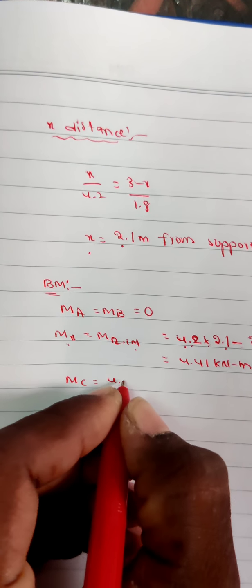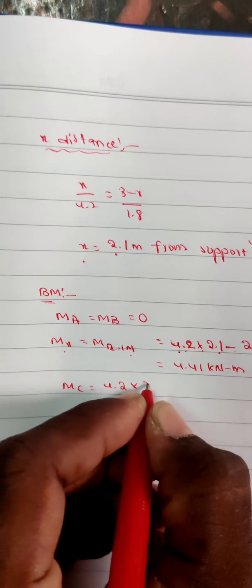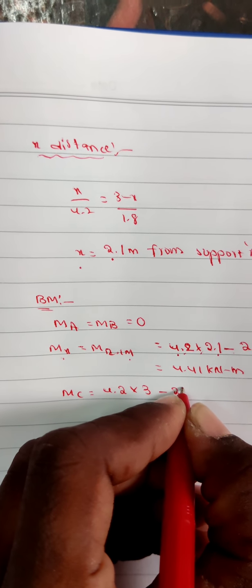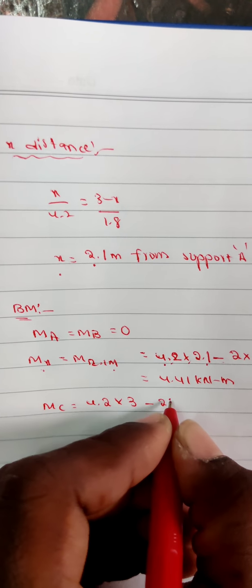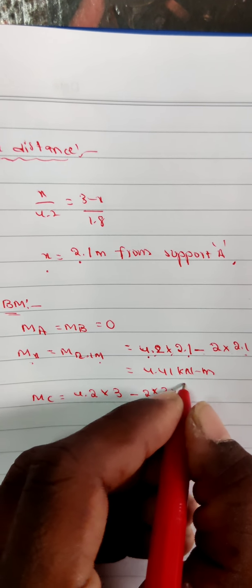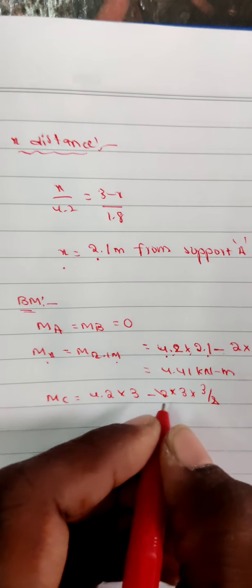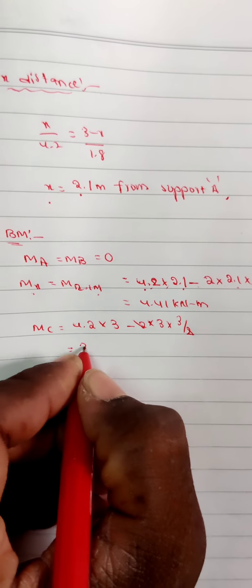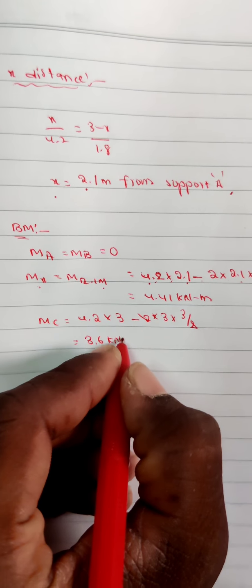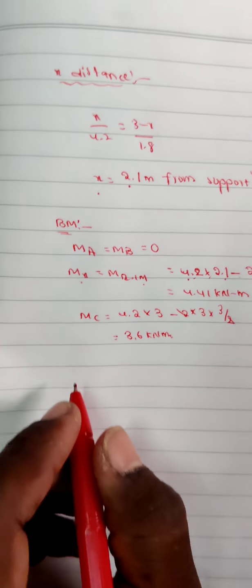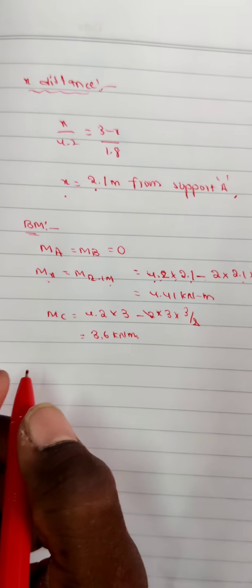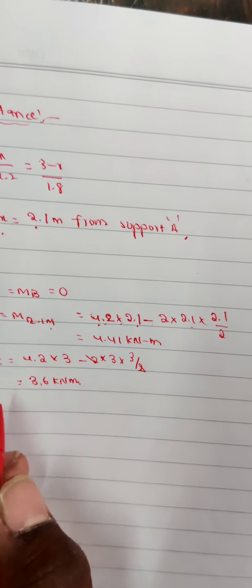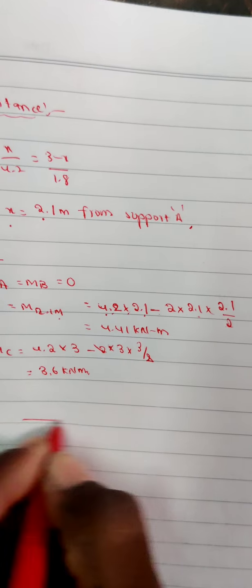Now MC, where point C is located at a distance of 3 meters from A. So RA 4.2 into 3 meters of span minus the UDL between A and C only, not the entire UDL. So 2 into 3 into 3 by 2. So MC is 3.6 kilonewton meters. Now we have calculated all the bending moments.